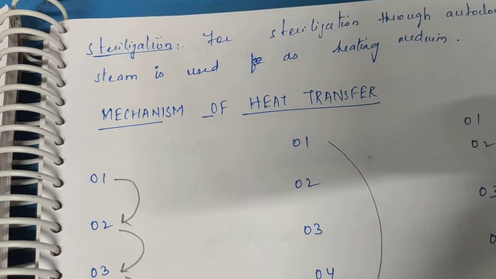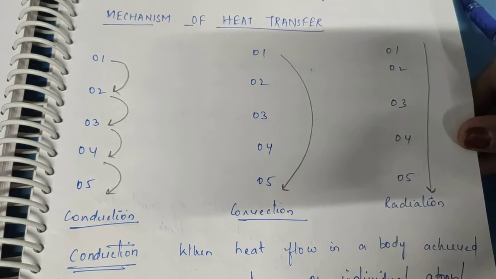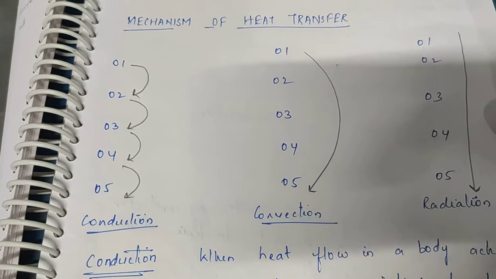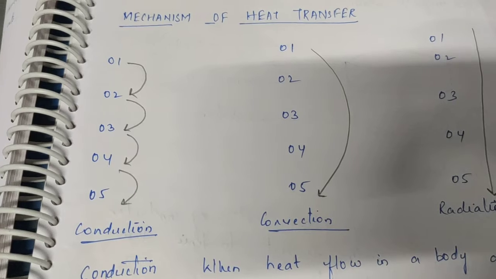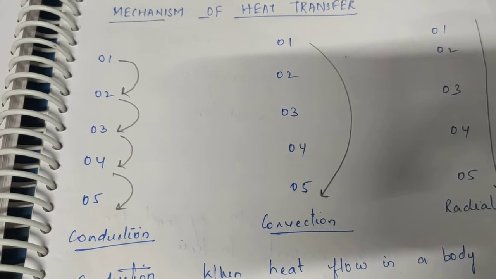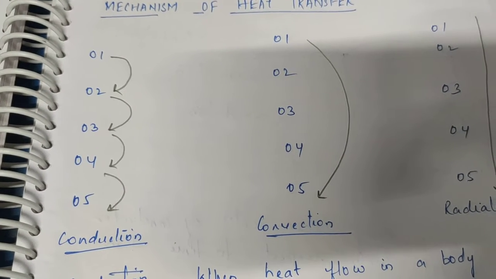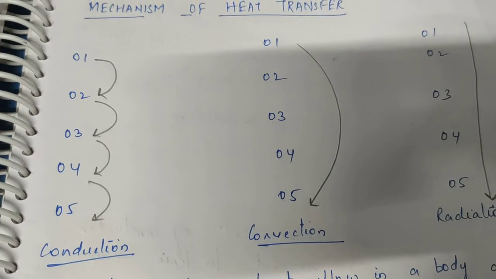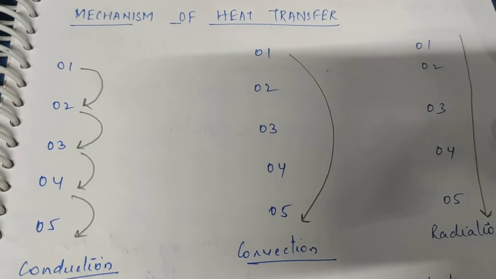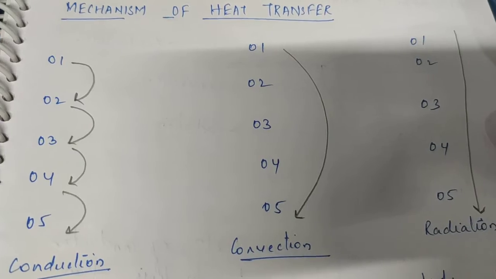Next is the mechanism of heat transfer. Three types of mechanisms are there, that is conduction, convection and radiation. Conduction is nothing but the passage of heat, that is transfer of heat from one atom to the other atom or one momentum to the other momentum. Convection is the mixing of the warmer portion of the system with the cooler portion of the system, so that heat is transferred from one part to the other part. And third is radiation, that is transfer of heat from one part to the other part with the help of radiation.